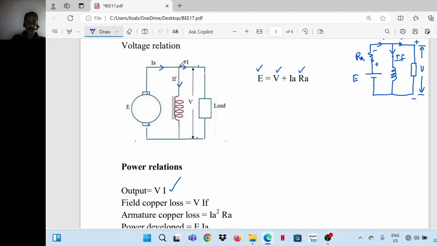Then what is the power dissipated as heat in field winding? V into IF. V into IF is the field copper loss. Then what is the armature copper loss? The current flowing through the armature resistance is IA. So the armature copper loss is equal to IA square into RA. I square R loss.